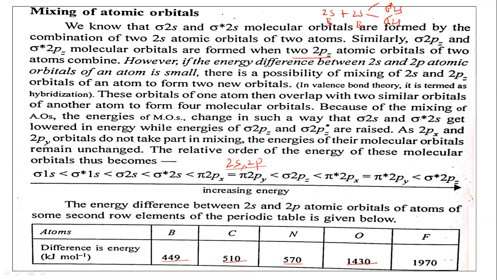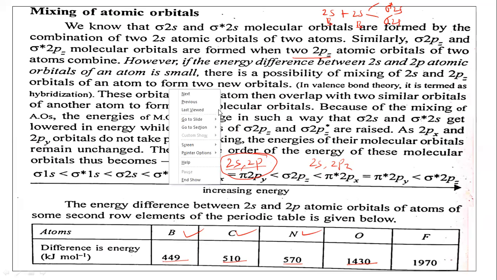It means that there is a sufficient energy gap between the 2s and 2p atomic orbital. So in the case of the boron, carbon and nitrogen atom, as this energy gap is very, very small, the mixing of atomic orbitals takes place. Which atomic orbitals get mixed up? The 2s and 2pz orbital. These atomic orbitals can be mixed up and the molecular orbitals are changed due to this. The energy level of the molecular orbitals can be changed.